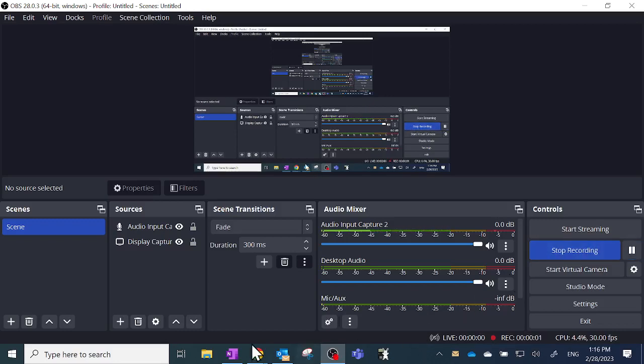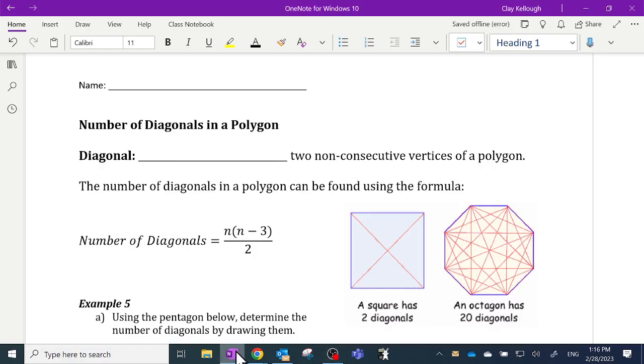Recording. We're on. Okay, we are going to finish up lesson 8 in our Polygons and Geometry book. This is part 2 of the Polygons lesson. And let's start by talking about diagonals.